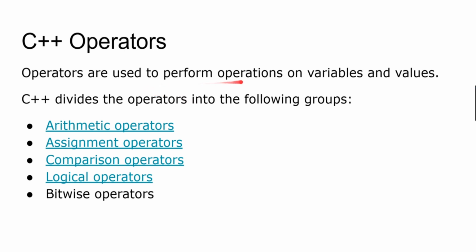Operators are used to perform operations on variables and values. There are different types of operators available in C++: arithmetic operators, assignment operators, comparison operators, logical operators, and bitwise operators. We are going to see all the types of operators in upcoming videos. So let's first understand the basic definition of operators. As we have seen, they are used to perform operations on variables and values.